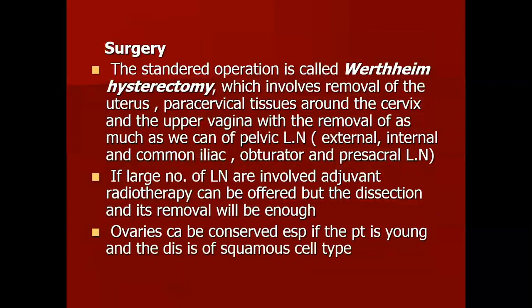It involves the removal of the uterus, paracervical tissue around the cervix, and the upper vagina, with the removal of as much as we can from the pelvic lymph nodes, involving the external, internal, and common iliac lymph nodes, obturator, and the presacral lymph nodes. So it needs a skilled surgeon and good facilities to remove all these parts. If a large number of lymph nodes are involved, adjuvant radiotherapy can be offered, but the dissection and its removal will be enough.